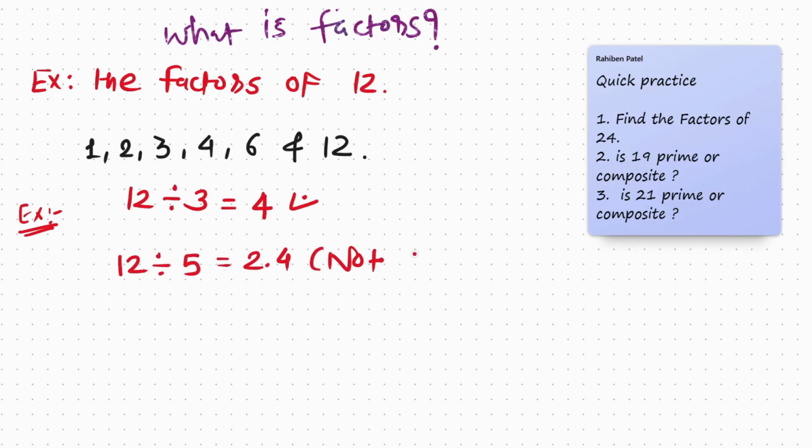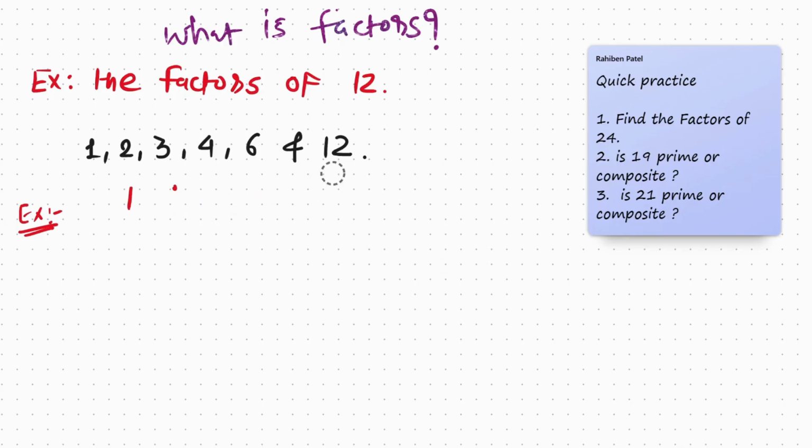And 12 divided by 5 is equal to 2.4. So this is not a whole number. So 5 is not a factor of 12. So only remember, if a number divides exactly with no remainder, then it's called a factor.